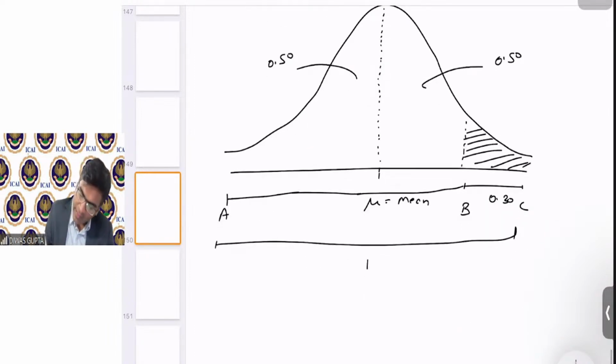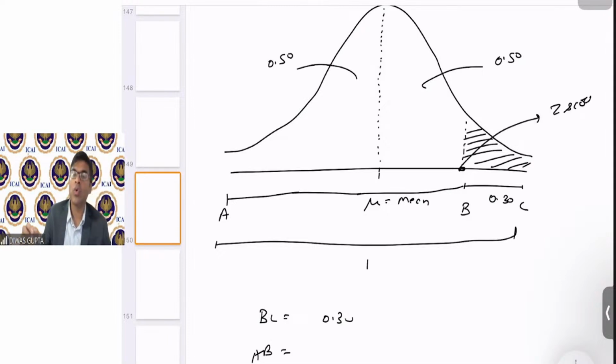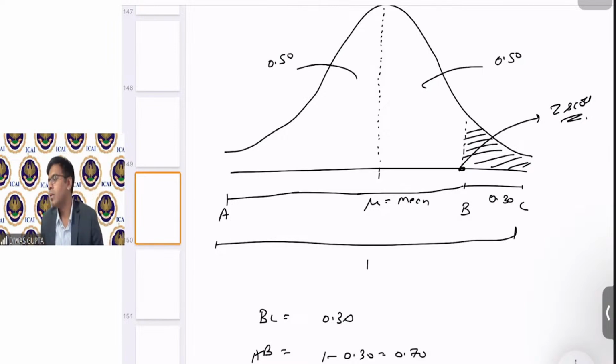So let's say BC is given as 0.30. We have to always use AB, and B is the point where the Z score is. That Z score we have calculated will be this. So AB will be 1 minus 0.30, which is equal to 0.70. So this you can easily calculate.